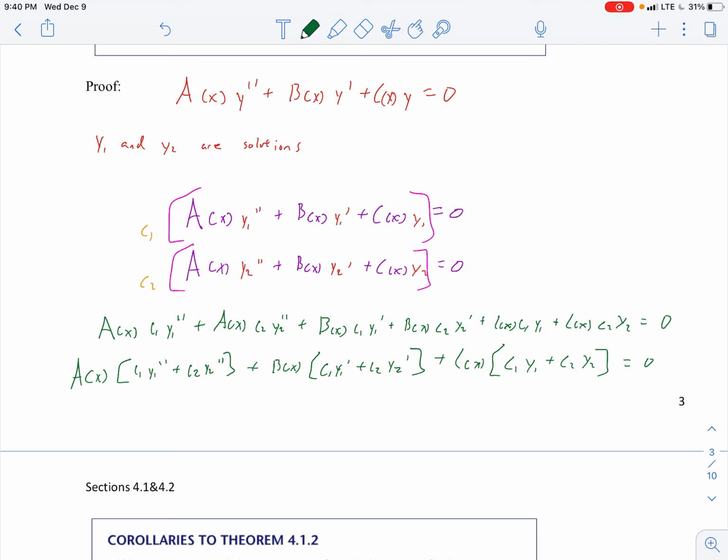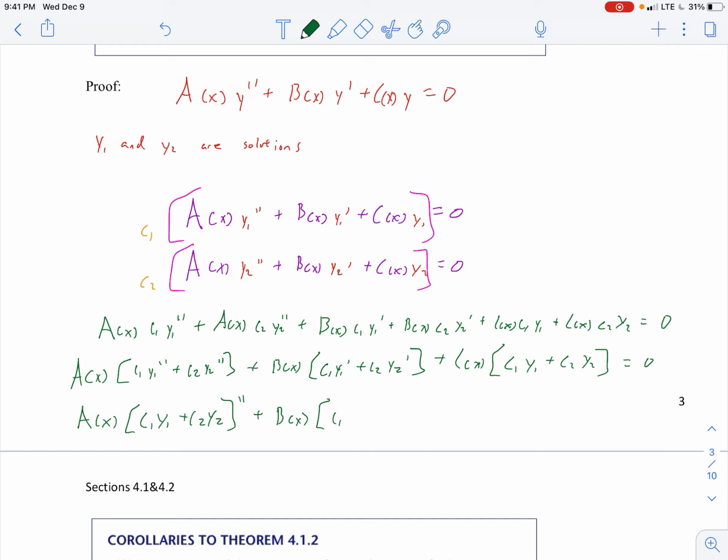Right, now for derivatives, we can go ahead and just pull the derivative out, because addition is not going to bother scalar multiplication. So a of x times the quantity c sub 1 y sub 1 plus c sub 2 y sub 2, double prime. Because that's the same, we took the derivative. And when we take the derivative, we'd only be taking the derivative of y sub 1 and y sub 2. The c sub 1 and c sub 2 are just constants, so they're not going to be changed. That's why we're able to do that.